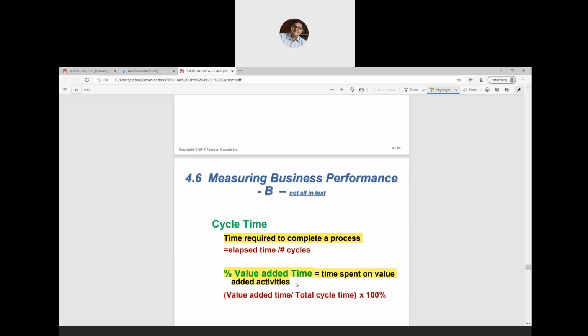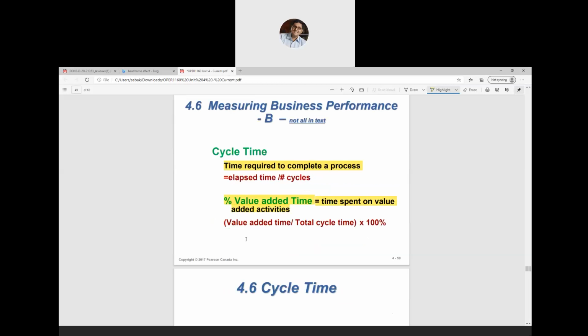We also discussed something called percentage value added time. To understand the percentage value added time, what we did was we first looked at the process and analyzed the times where you are wasting. Basically, either you're waiting or you're doing something which is a waste.